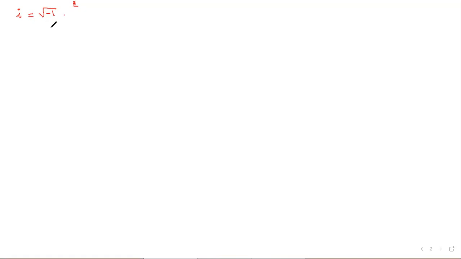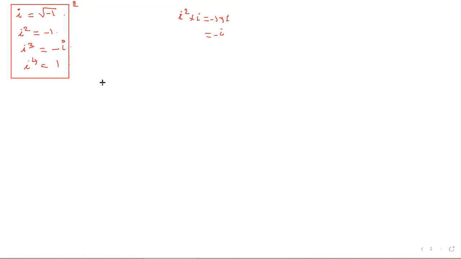The imaginary number i tells us that i square is equal to minus 1. What is i cube? See, i cube is i square multiplied by i. i square is minus 1, into i, that is equal to minus i. What is i power 4? i square the whole square, minus 1 the whole square, which is plus 1. You must know these 4 terms. This is more than enough to understand what is meant by complex numbers and i terms.